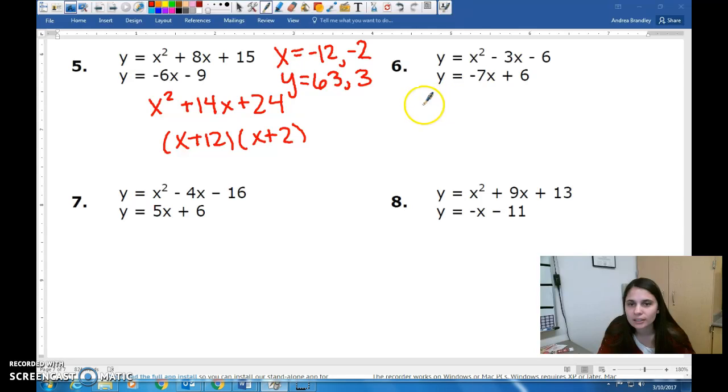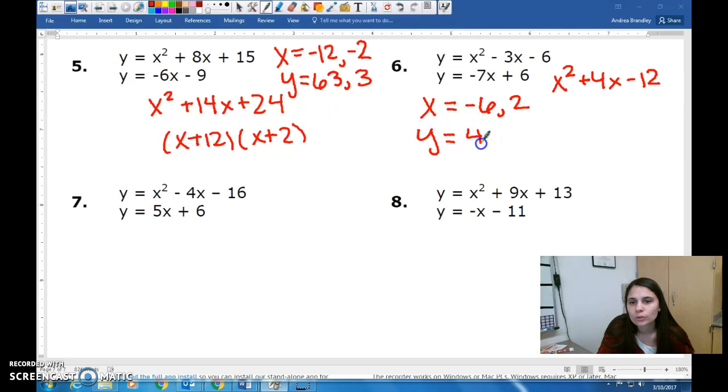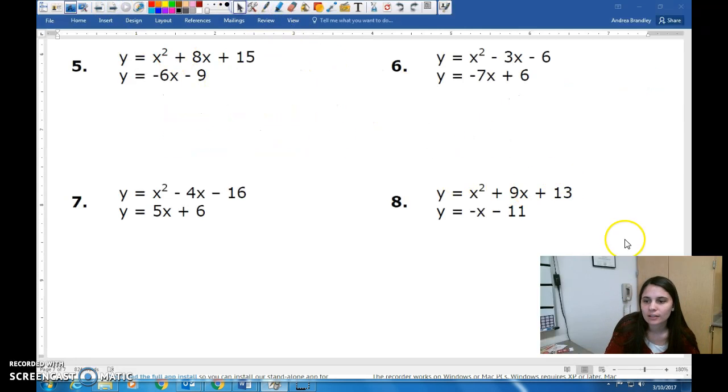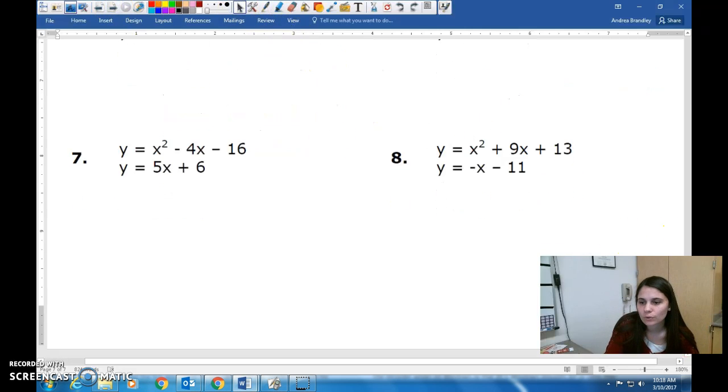Okay, on number 6, x should equal negative 6 and 2, and then y equals 48 and negative 8. So try that one, and there's your answers to check. And then 7 and 8, I'll scroll real quick.